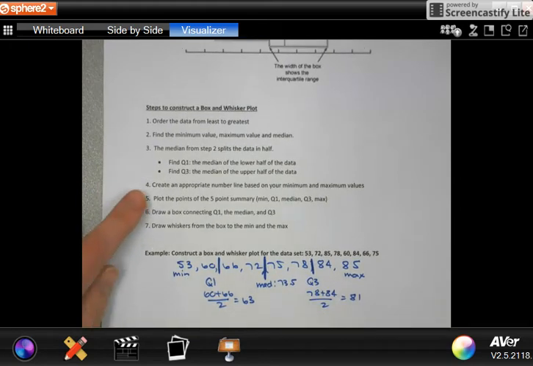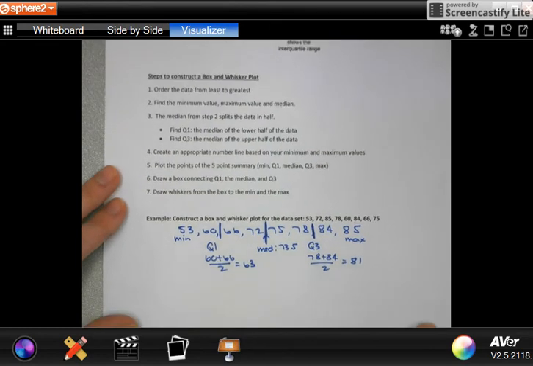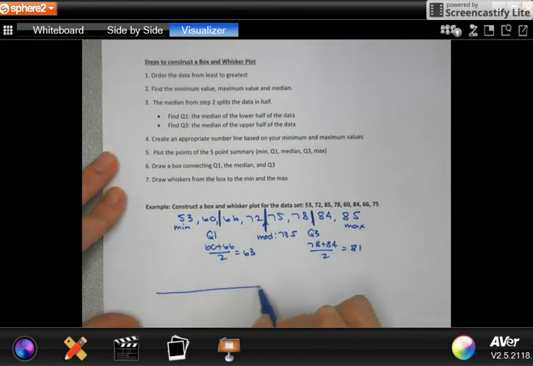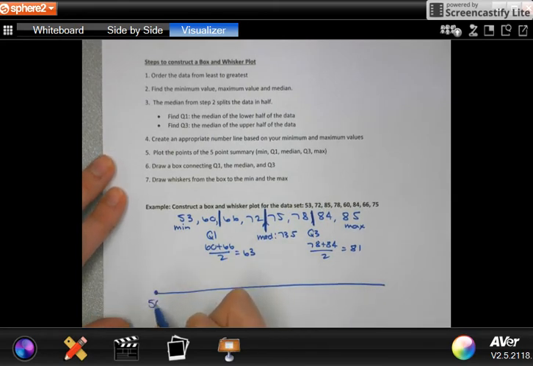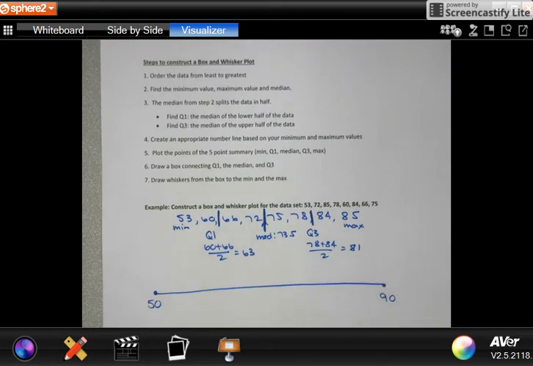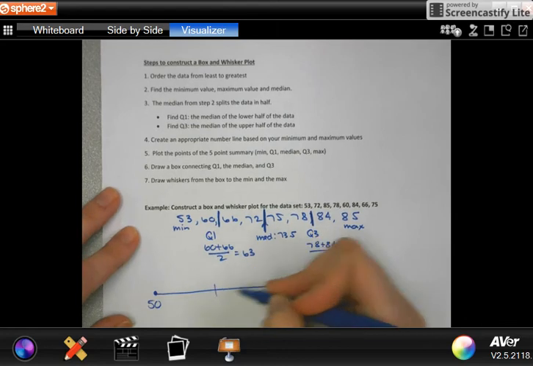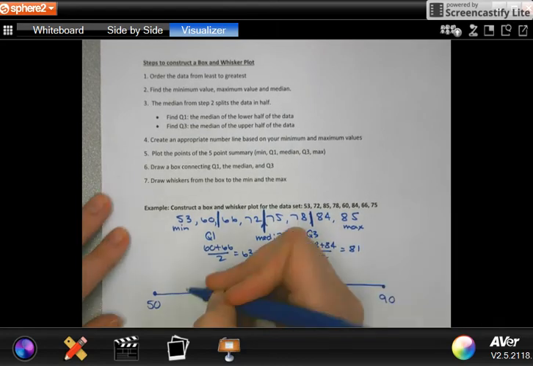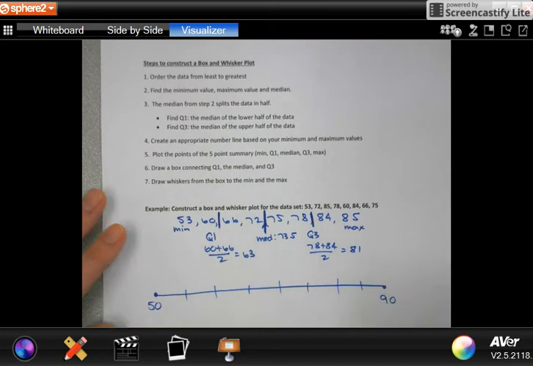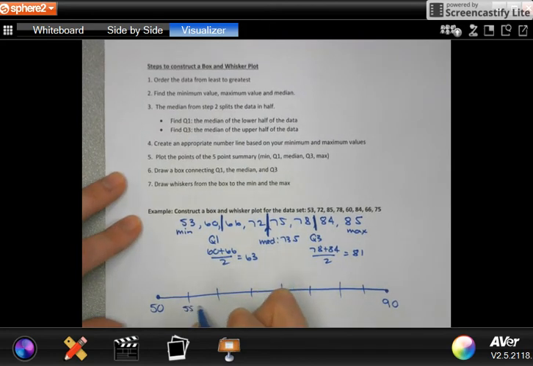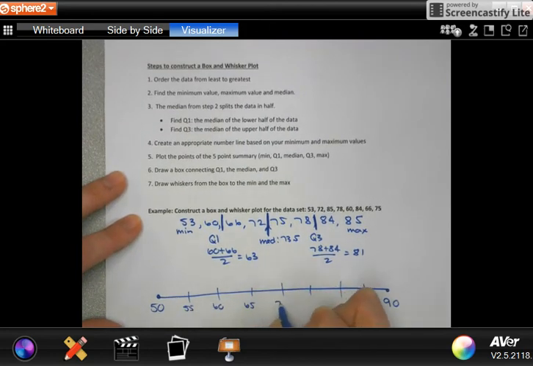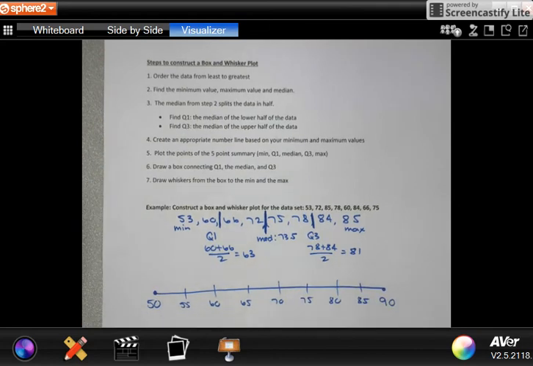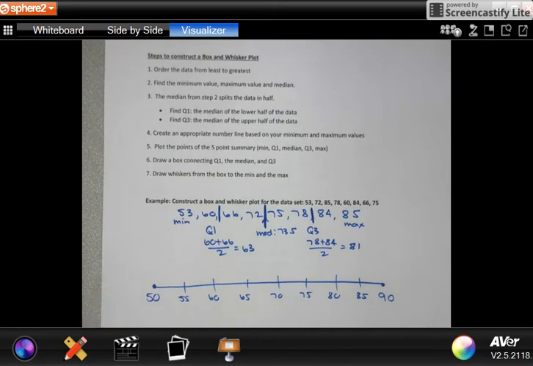So the next step says create an appropriate number line based on your minimum and maximum values. So my lowest number is 53 and the highest number is 85. So a reasonable place to start would be 50 and ending at 90. That ensures me that I'll fit everything. 60, 70, 80, 90, and I'll go up by 5s. So I'm just trying to space it out a little bit. So that's 55, 60, 65, 70, 75, 80, 85, and 90. Just try to space it out as neatly as possible.